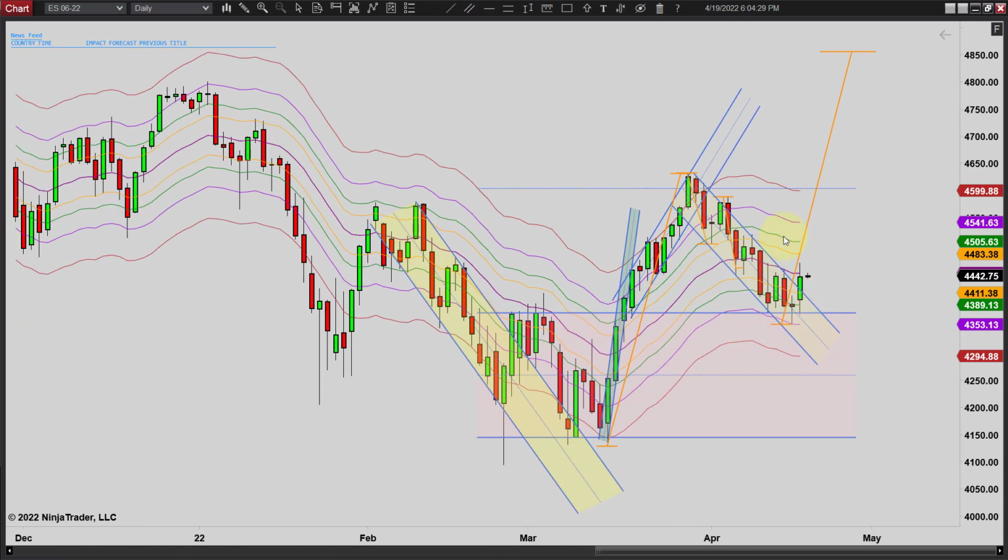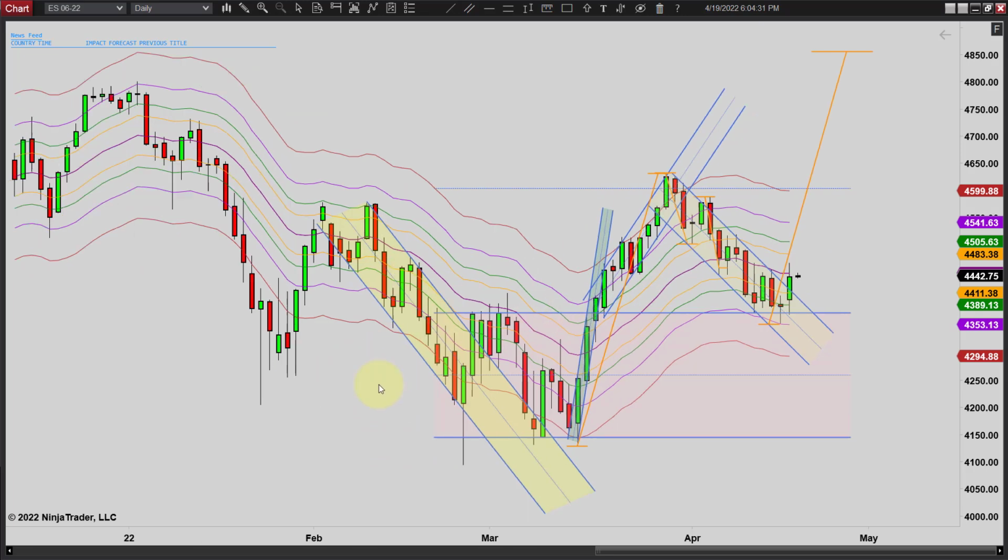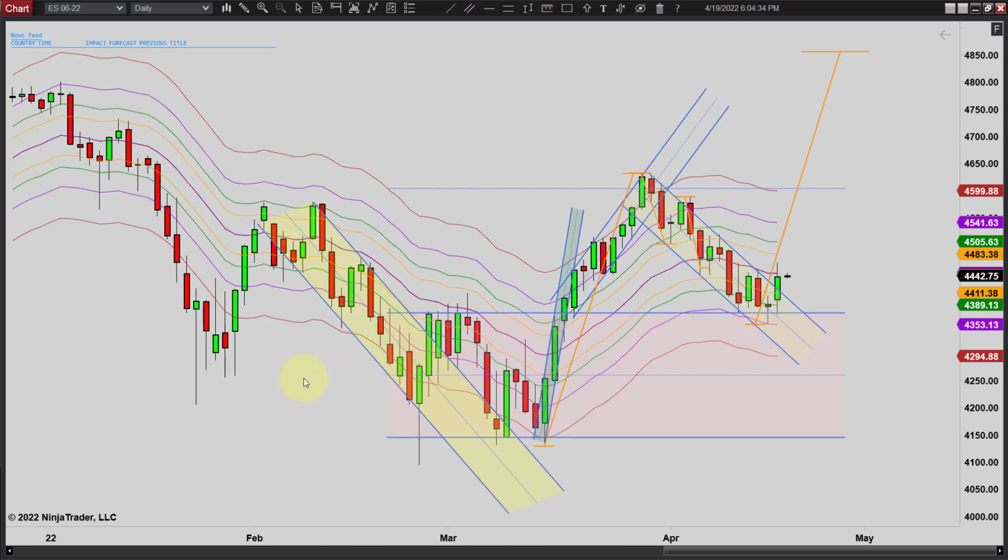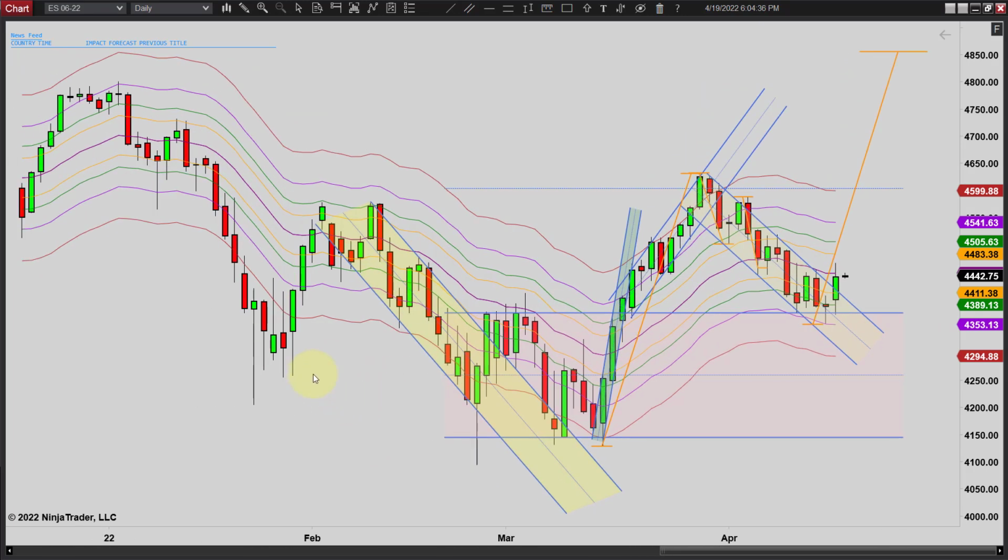The daily chart moves much slower, so you just have to be patient and wait and see what it shows you. Anyway, I'm going to wrap it up.